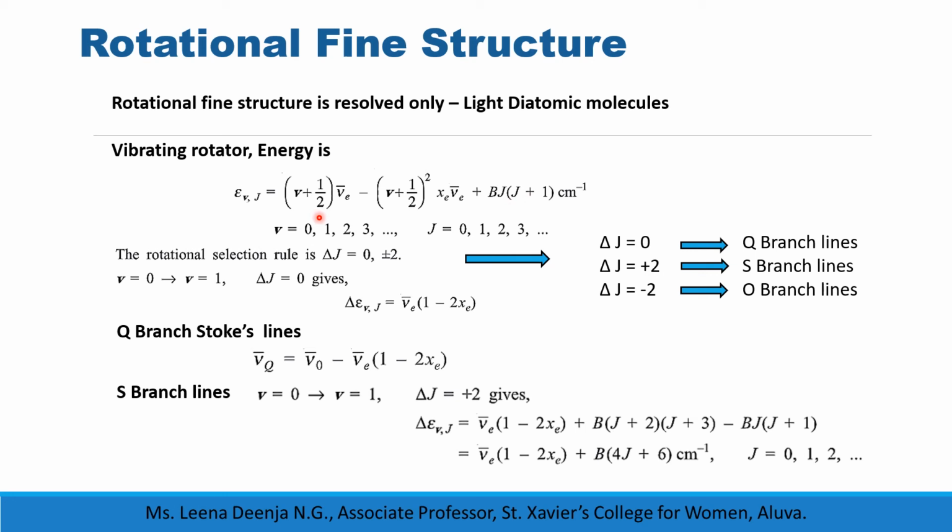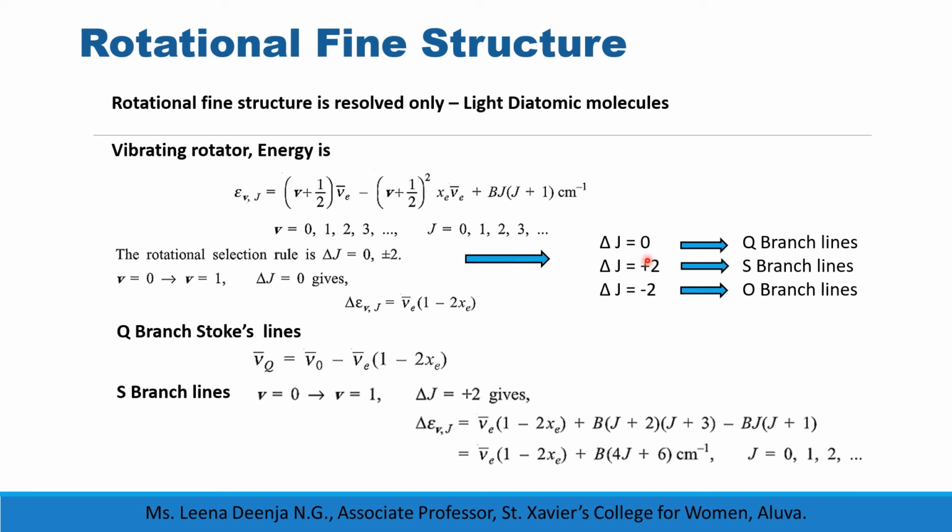And we know that the vibrational energy for an anharmonic oscillator is (V plus half) into nu bar E minus (V plus half) the whole square into xe into nu bar E, and that of the rotator is Bj into (J plus 1). Here V is known as the vibrational quantum number and J the rotational quantum number. V and J can take values 0, 1, 2, 3, etc. And for rotational transition, the selection rule is delta J equal to 0, plus or minus 2.